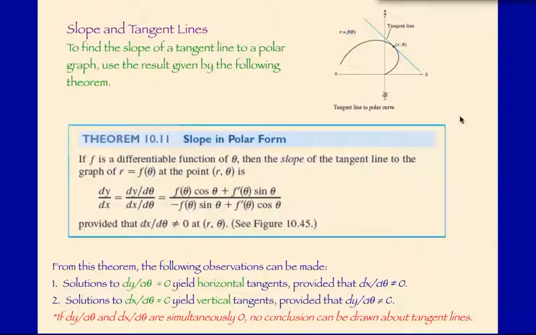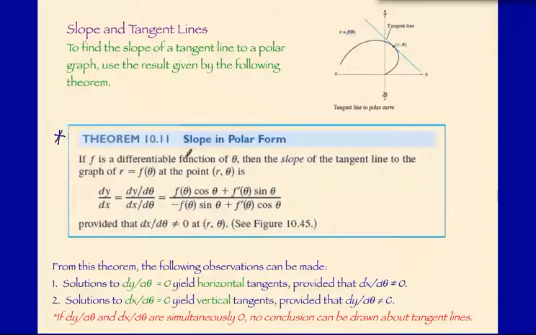Okay, now we're going to discuss slope and tangent lines to some sort of polar curve. As you can see here at some polar coordinates, how would we find the equation of the tangent line? Or furthermore, perhaps even a slope at that point? Well, obviously for this we're going to need the derivative. So we have here the slope of a tangent line to a polar graph. The result in this theorem is going to tell us how to do that.